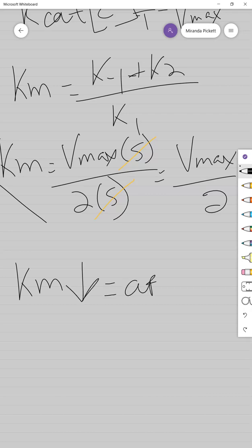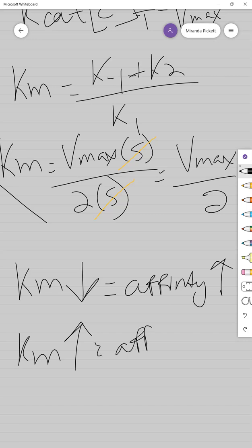And something else special to note about Km is that if our Km is low, then our affinity is going to be high. And if our Km is high, then our affinity is going to be low.